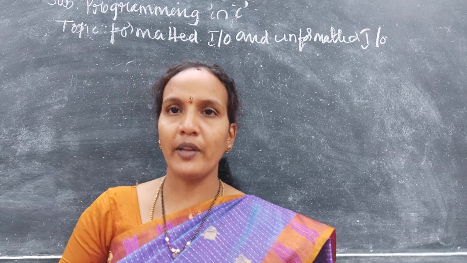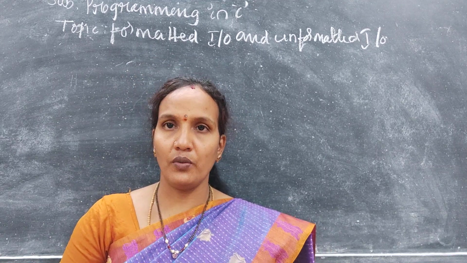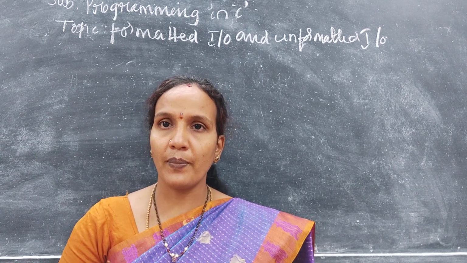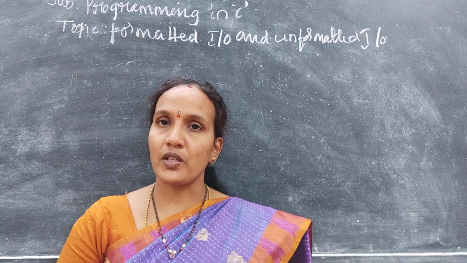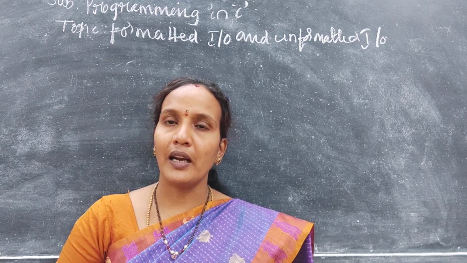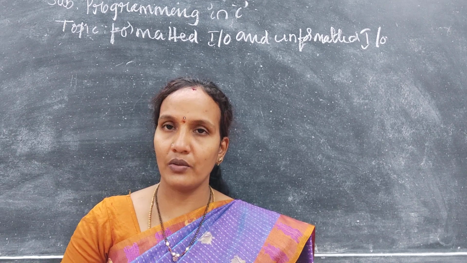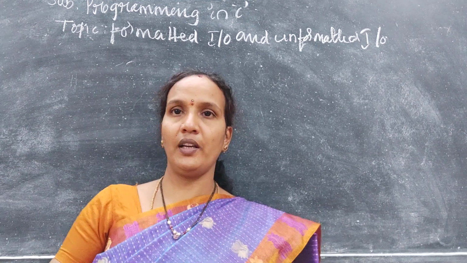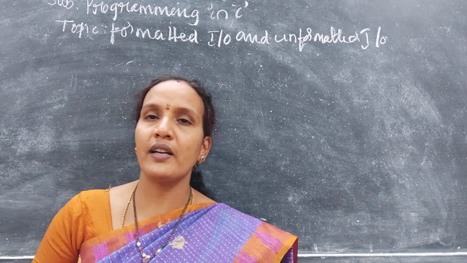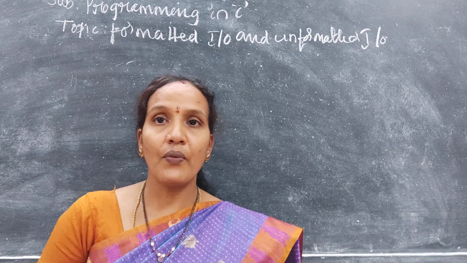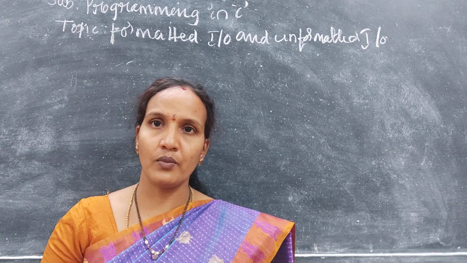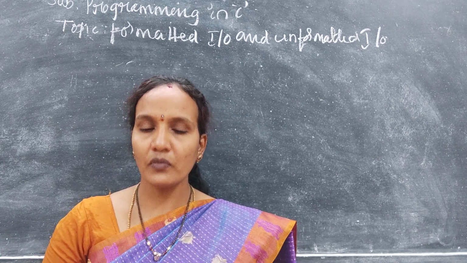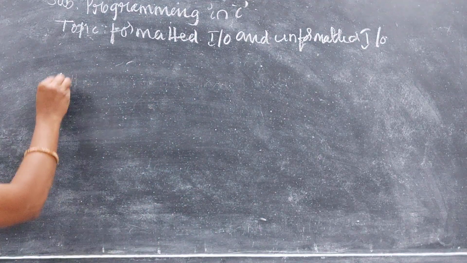Today I am going to explain to you about input and output. It's nothing but the formatted input and output topic, and this is the first topic in the second unit. Okay, so we completed all the topics of the first unit, and today I am going to start the second unit. In the second unit, the first topic is formatted and unformatted input and output. First we'll discuss what is input and what is output, then we'll discuss formatted and unformatted. So first we'll discuss input.